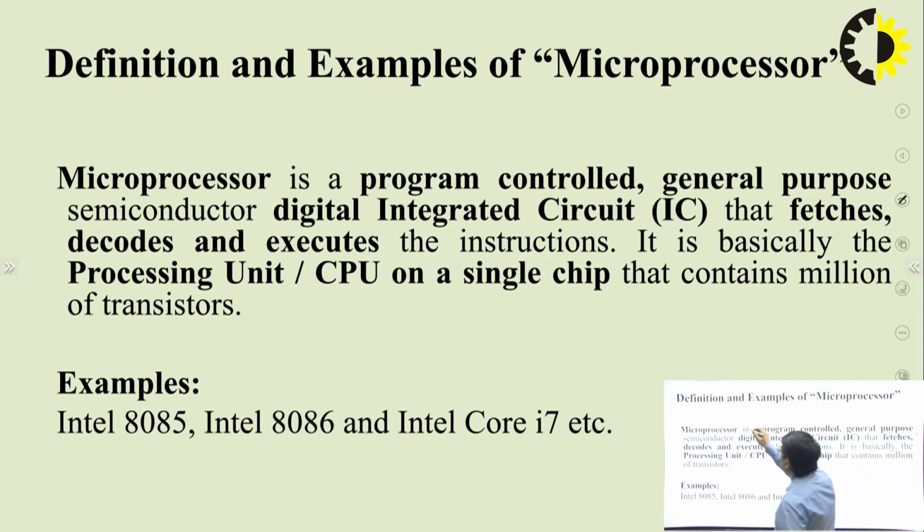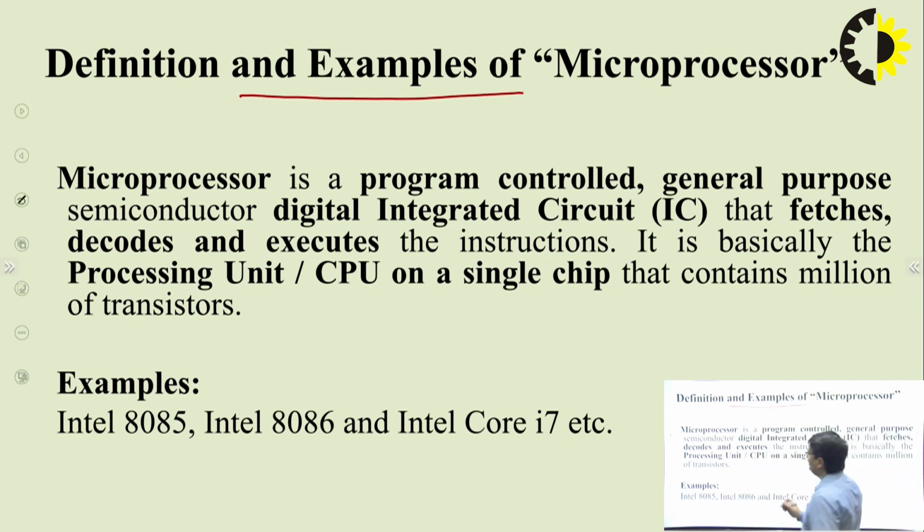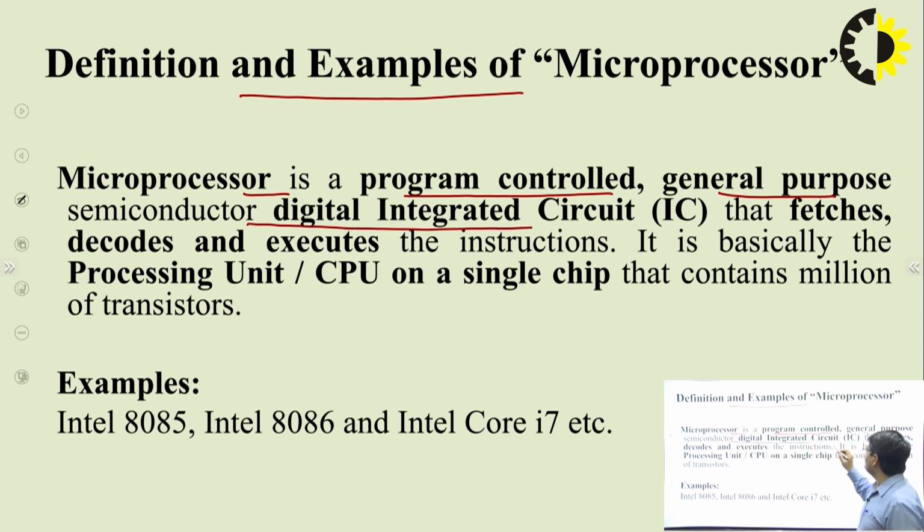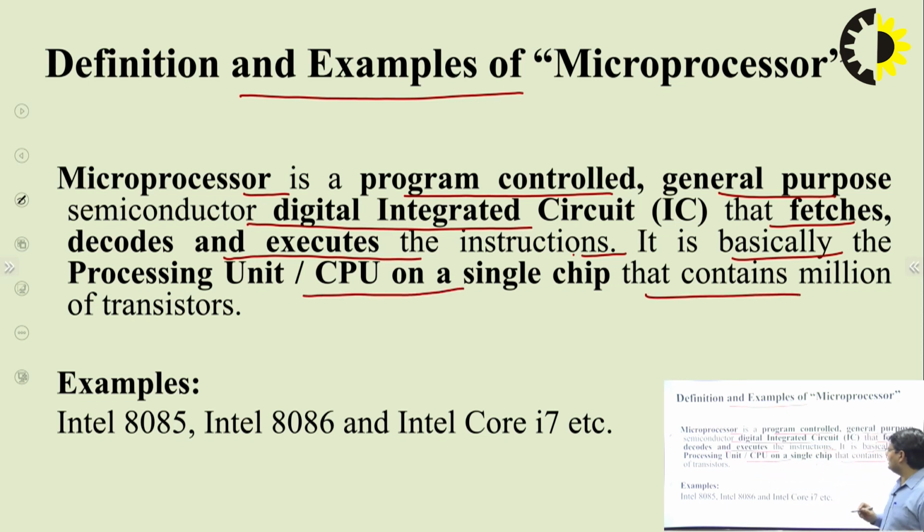So first of all, introduction to the microprocessor, that is definition and example of microprocessor. Basically microprocessor is an integrated circuit. So by the definition we can say that microprocessor is a program controlled general purpose semiconductor digital IC that fetches, decodes and executes the instructions. It is basically the processing unit or CPU on a single chip that contains millions of transistors.